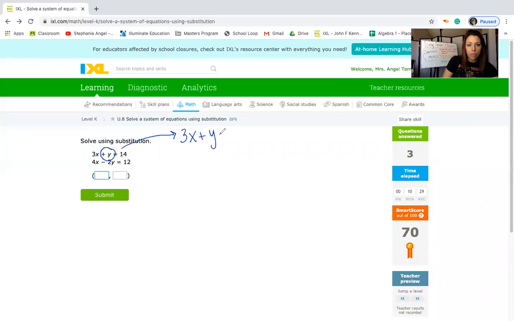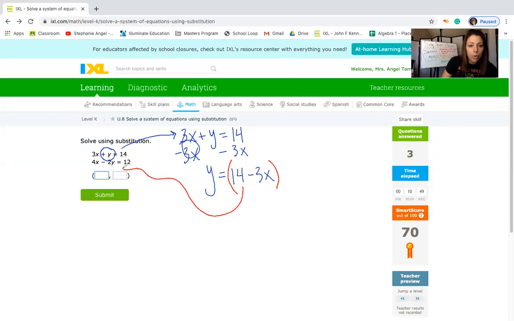So if I'm going to solve for y here, that just means get rid of that 3x, subtract it from both sides. That creates a 0 term, and you have y equals 14 minus 3x. Now I have an isolated variable, which means now I can substitute this expression for y in the other equation. Let's go ahead and do that. So here we go. In this equation, now we have 4x minus 2, take away the y and replace it with 14 minus 3x, equals 12.